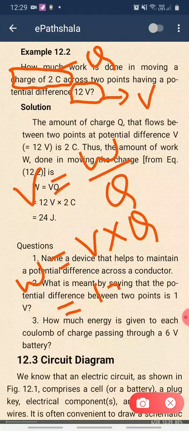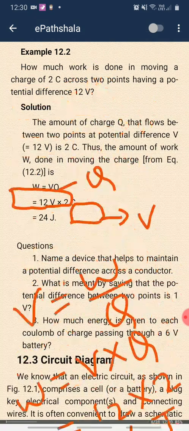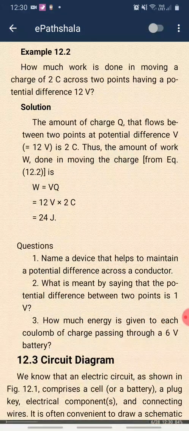The voltage is 12 volts and the amount of charge is 2. So the answer will be 24, and work done is measured in the units of joules. So 24 joules will be your answer. Okay. So now let's see these questions which are given here.